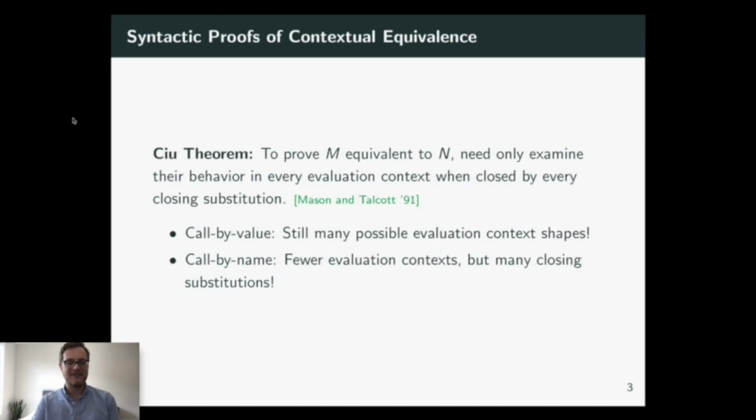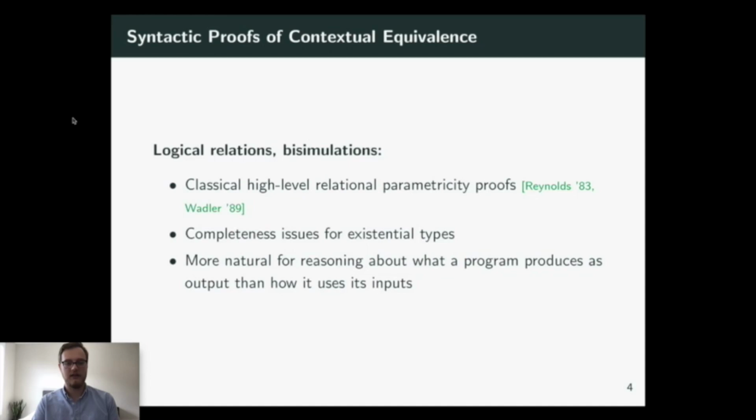So another class of syntactic proof techniques includes logical relations and bisimulations. Logical relations in particular give you really nice high-level reasoning principles like relational parametricity. But there are still some limitations, and one of those limitations is that some equivalences between existential types have not been easy to prove in the past using logical relations. And the problem is essentially that logical relations are just more naturally used to reason about how a program produces an output than how it uses its input.